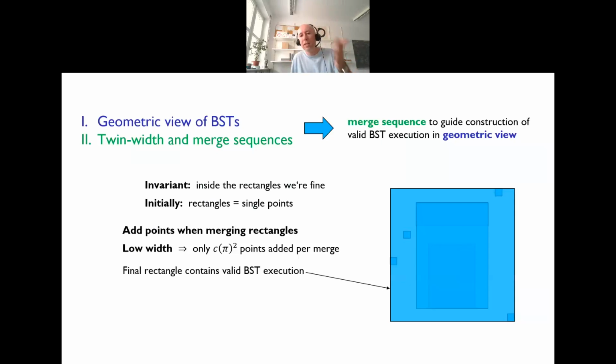And then by the invariant, in the end, we will have a single rectangle, so it will contain a valid binary search tree execution. Okay, and the cost will be n times this Füredi-Hajnal constant squared. And I should mention that this takes n log n time to compute, but that is not important for us. Our measure is the complexity of the point set that we construct.